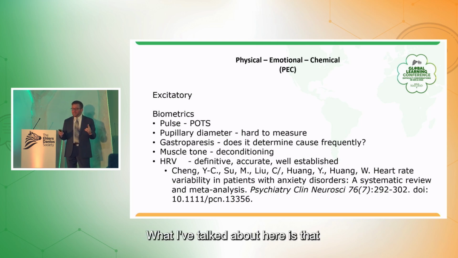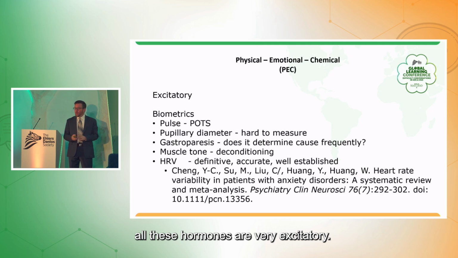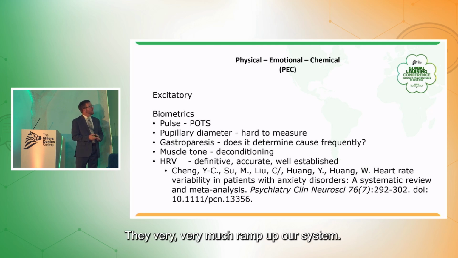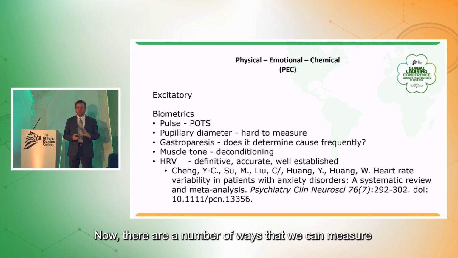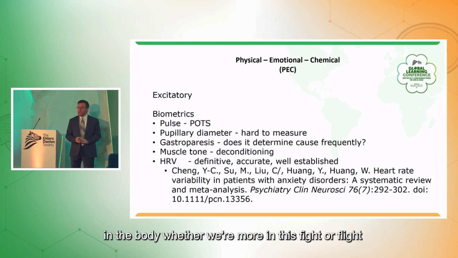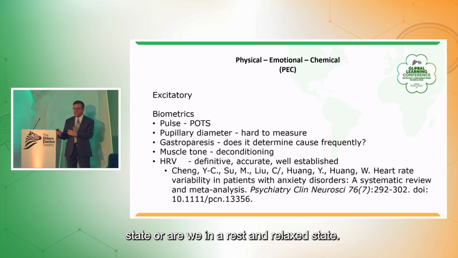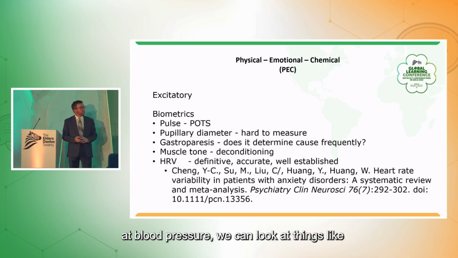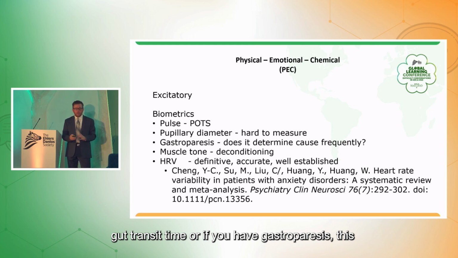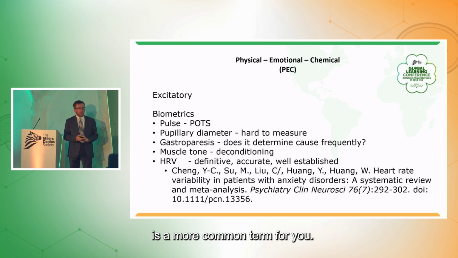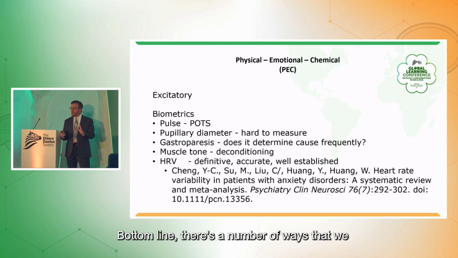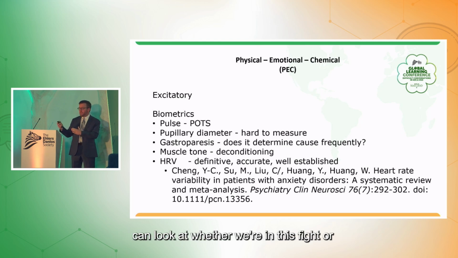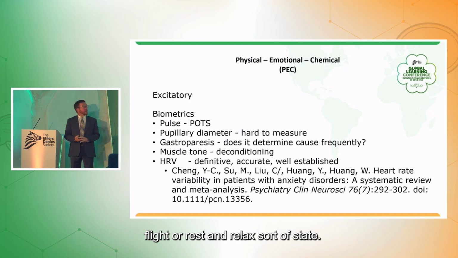What I've talked about here is that all these hormones are very excitatory. They very, very much ramp up our system. Now, there are a number of ways that we can measure in the body whether we're more in this fight or flight state or are we in a rest and relax state? We can look at pupillary diameter, we can look at blood pressure, we can look at things like gut transit time, or if you have gastroparesis, this is a more common term for you. Bottom line, there's a number of ways that we can look at whether we're in this fight or flight or rest and relax sort of state.